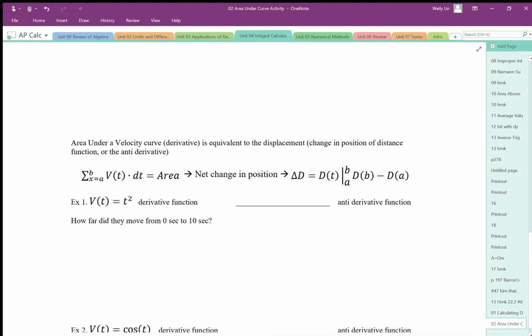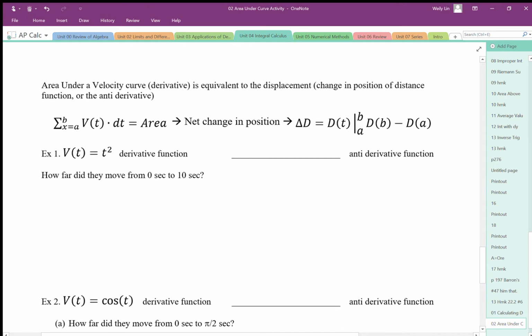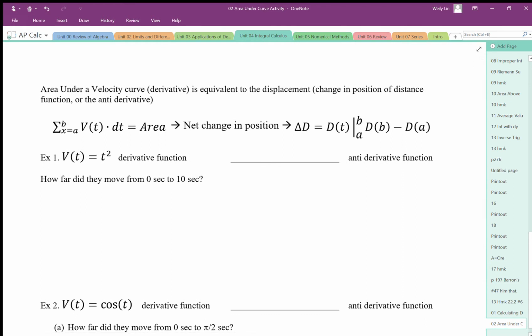Okay, so it's really important to establish this issue that the area under the curve of the derivative is equivalent to the displacement of the antiderivative or the original function. So if I take the sum of all the areas, so the velocity times changes in time, if I sum all those up, I'm going to get this total area underneath the graph. And that total area is equivalent to the net change in position of the original function or the antiderivative function.